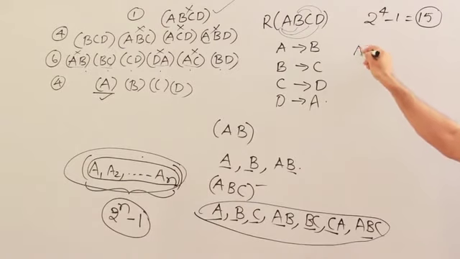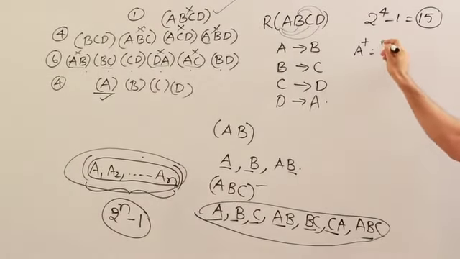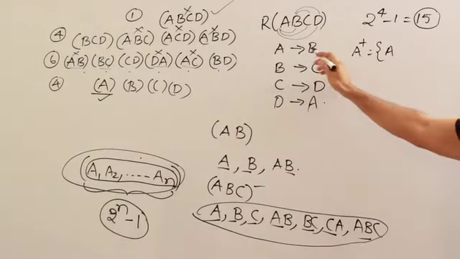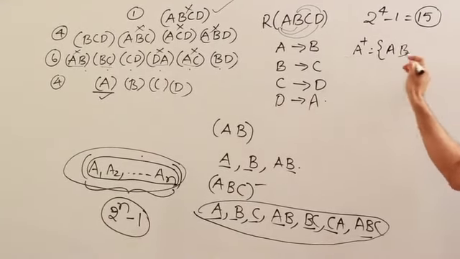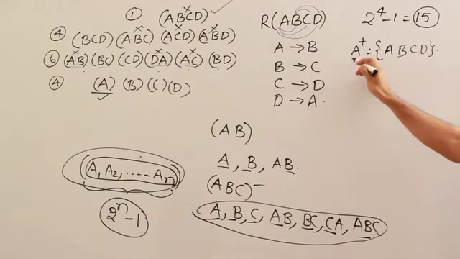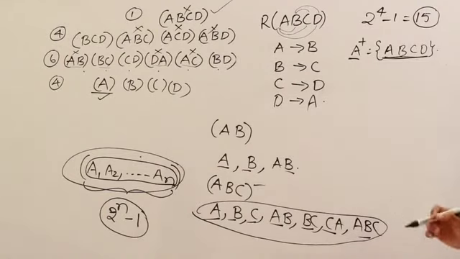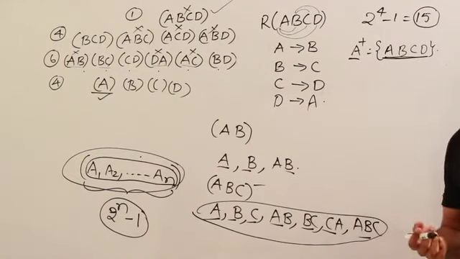Now let me see if A is a candidate key or not. How can I find out? Find out A plus. What does A plus give? A, and because of A I got B, because of B I got C, and because of C I got D, right? Therefore A is able to derive all the attributes uniquely. So A is a candidate key, right?